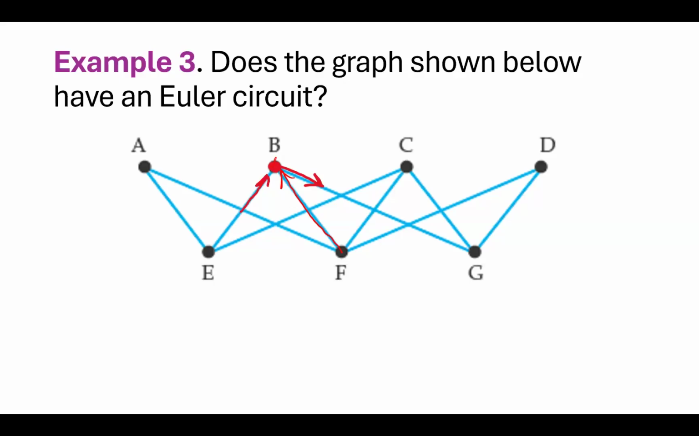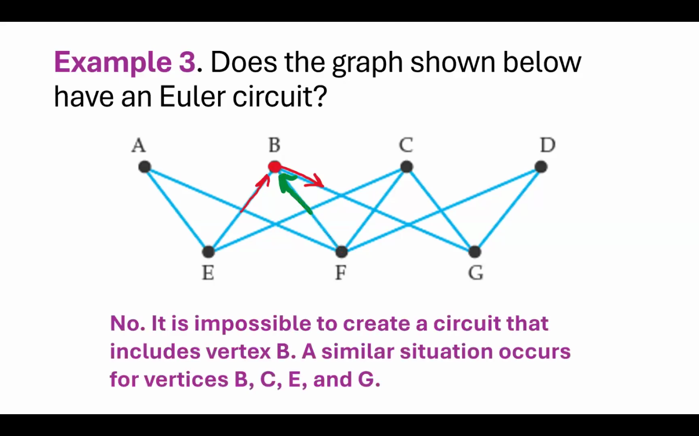And in a similar way, even if I start on any of the edges, B would be a troublesome vertex because I wouldn't be able to cross all of the edges without repeating one of its edges. And that's basically the idea. A similar situation happens in other vertices, not only B, but also C, also E, and also G.